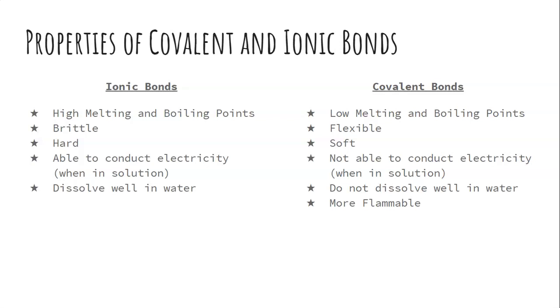Covalent bonds have lower melting and boiling points. They're flexible. And usually because I say flexible, there's not a lot of solids we're dealing with, because a lot of our nonmetals are gases, but when they are in solid form, they're flexible. They're soft. They do not conduct electricity when in solution. They don't dissolve well in water, but they are more flammable. It is very easy to catch them on fire.